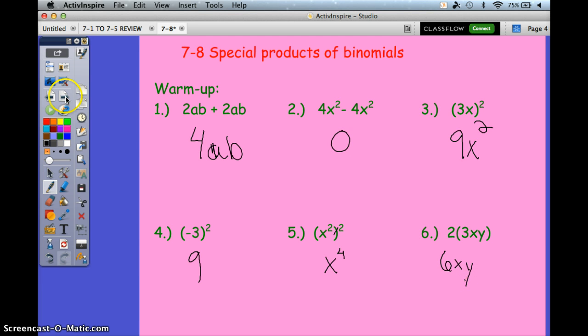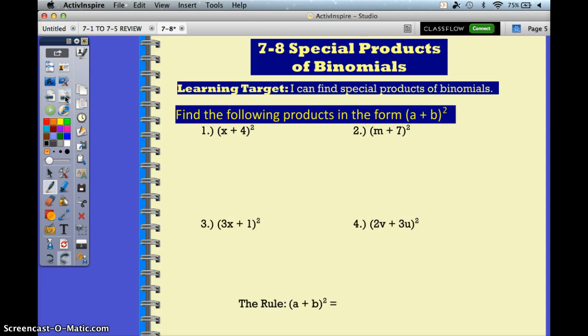Again, I was saying we're going to be doing special cases. So we're going to find products in the form a plus b quantity squared. Notice 2 numbers, the whole quantity is squared. So the first thing that you could do is rewrite the whole thing as x plus 4 times x plus 4 because it's everything inside of there written twice.